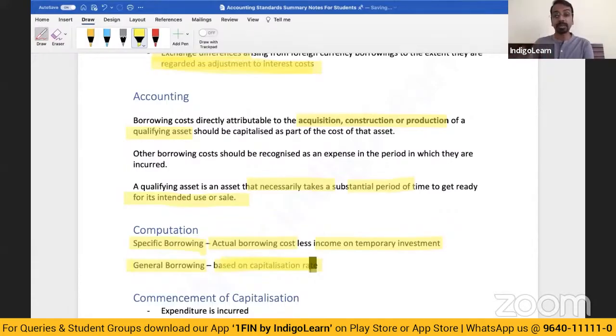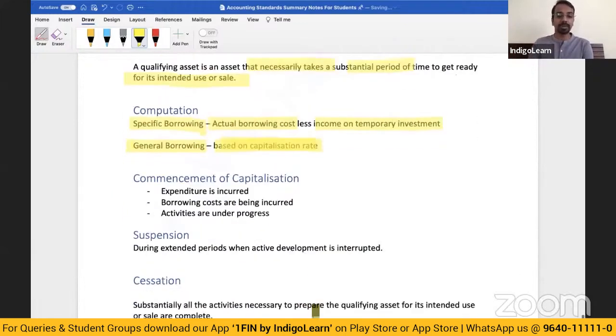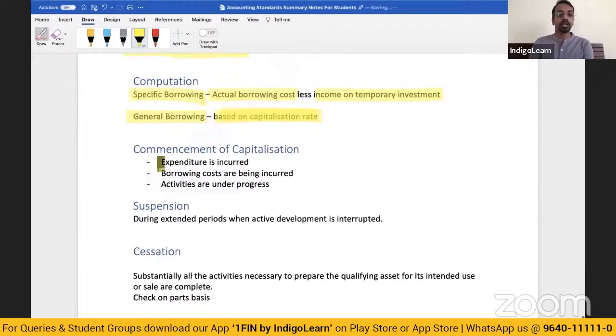Now, sometimes in a question, they may give you specific borrowings as well as general borrowings. So we can assume that specific borrowing was applied first, and then you can take the rate related to general borrowing. Okay, when should we start capitalization? Three conditions: expenditure is being incurred, borrowing costs are being incurred, and activities are under progress. If these three conditions are satisfied, then you can capitalize the borrowing cost.